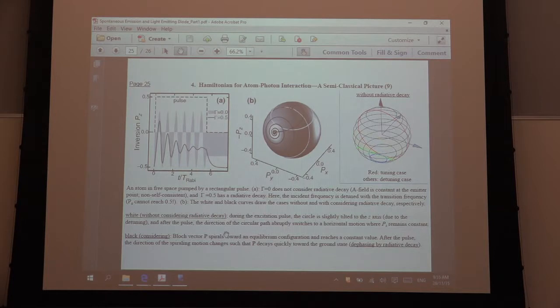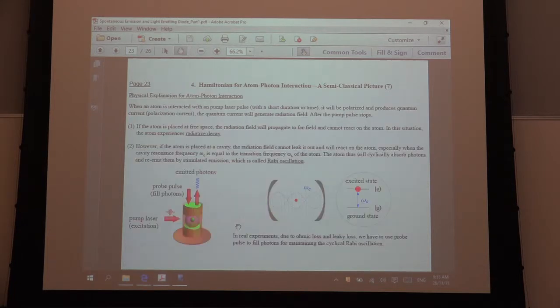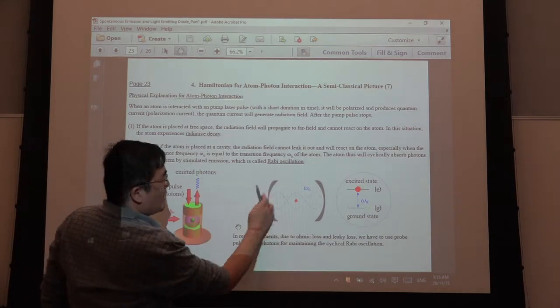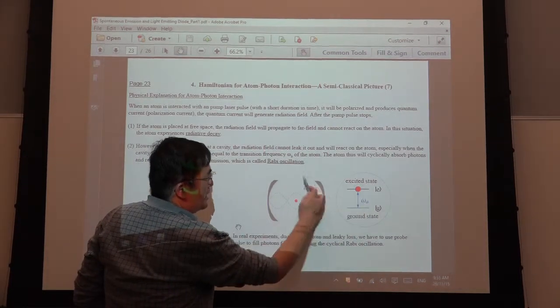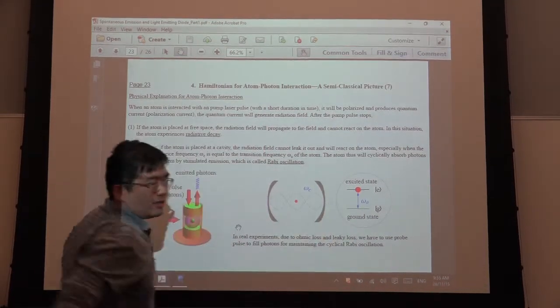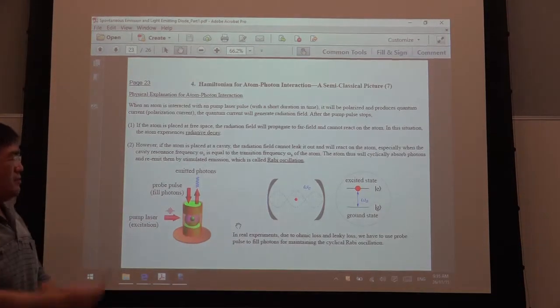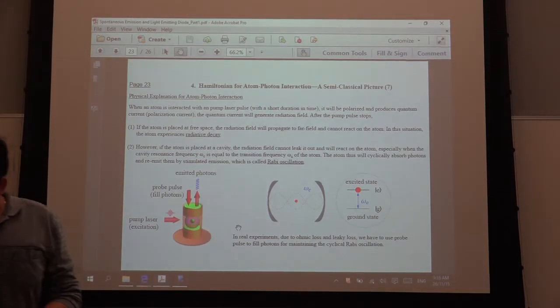Tuning means the incident wave just matches the transition frequency. You can see here, think of a cavity. The cavity has some resonant frequency omega c. The atom has a transition frequency omega, and they match each other. They call it radiative, a very perfect radiative case. When they match, they can go to the one.